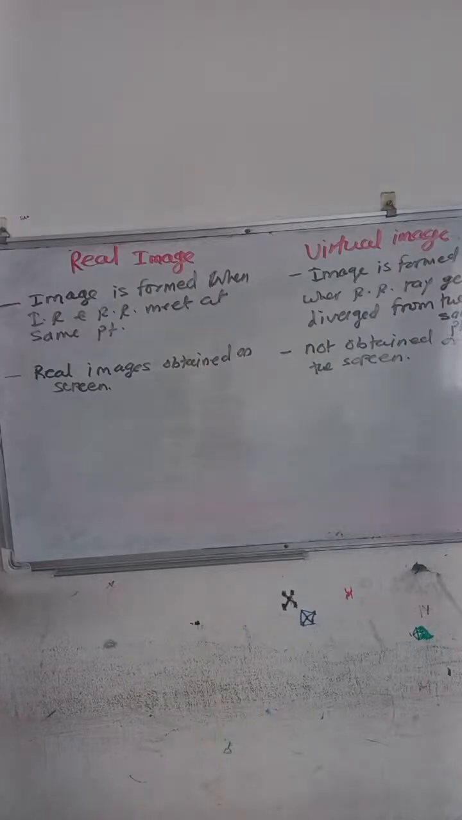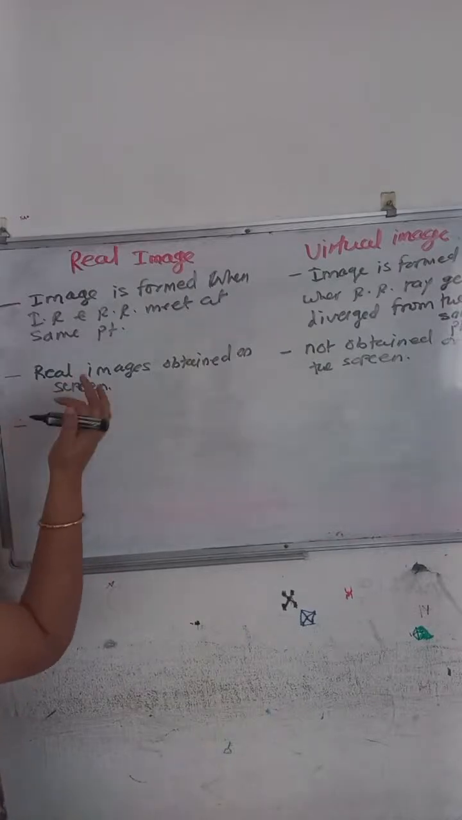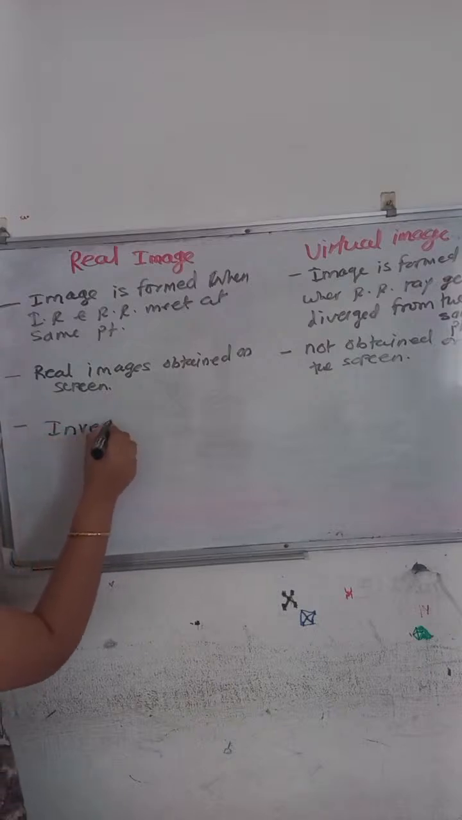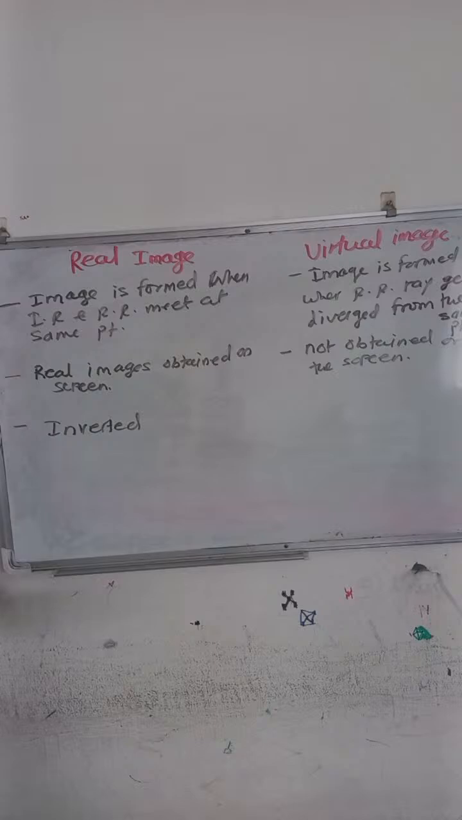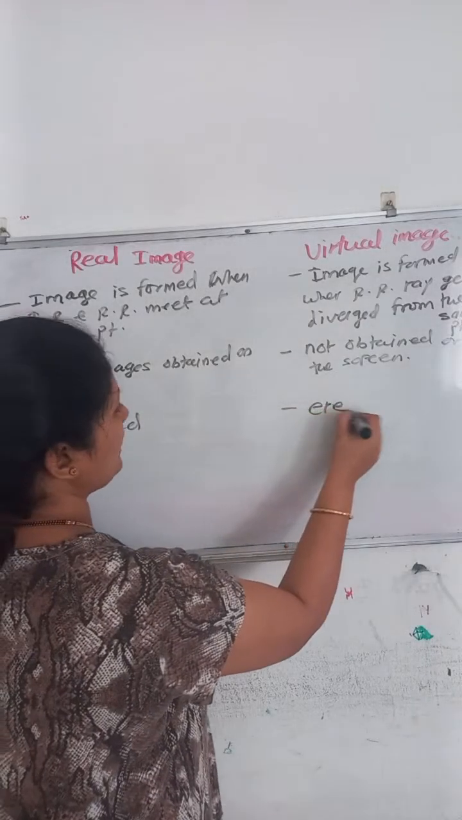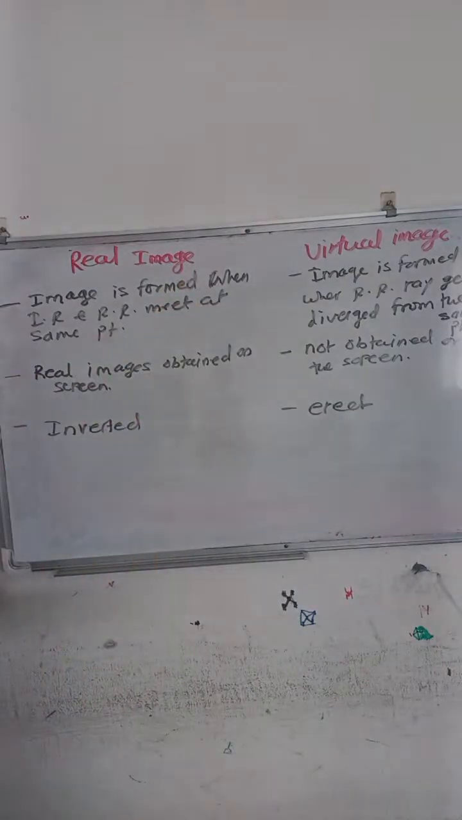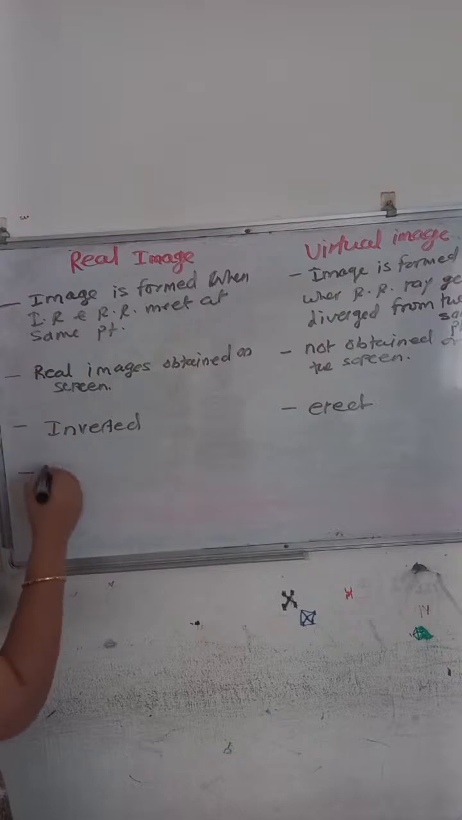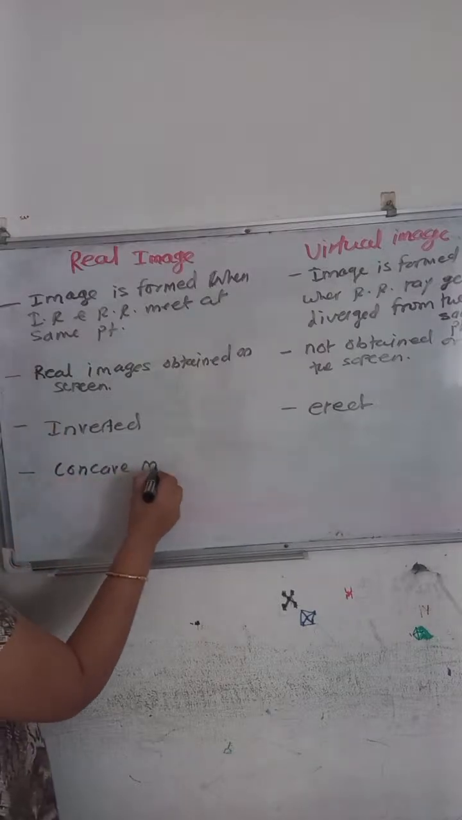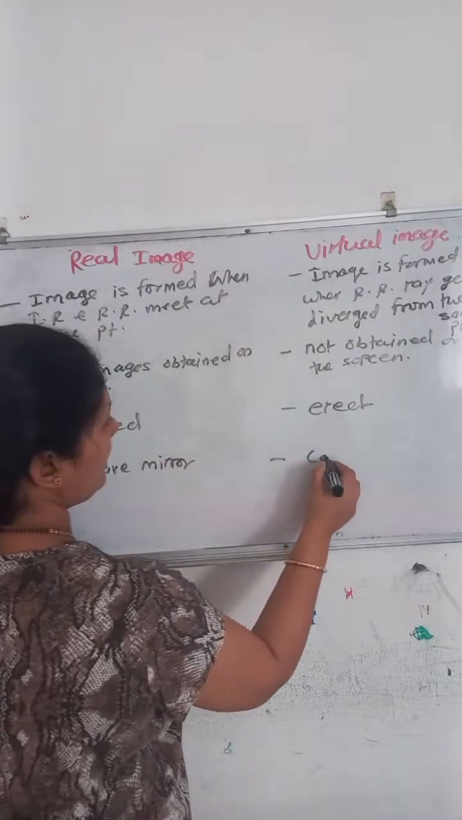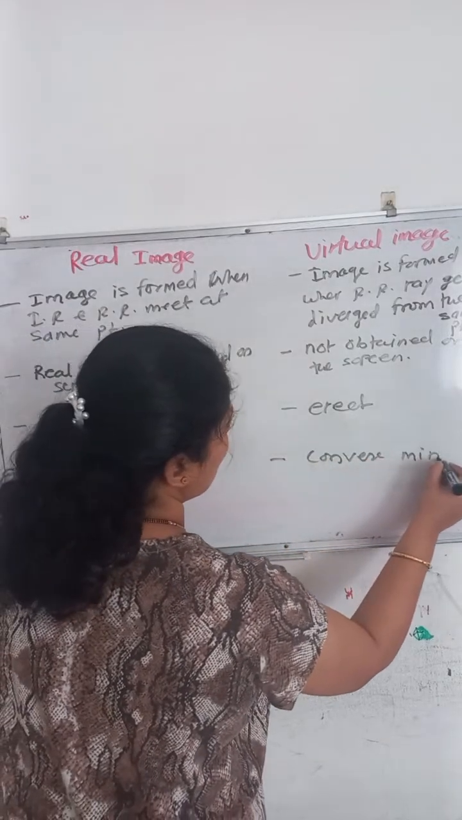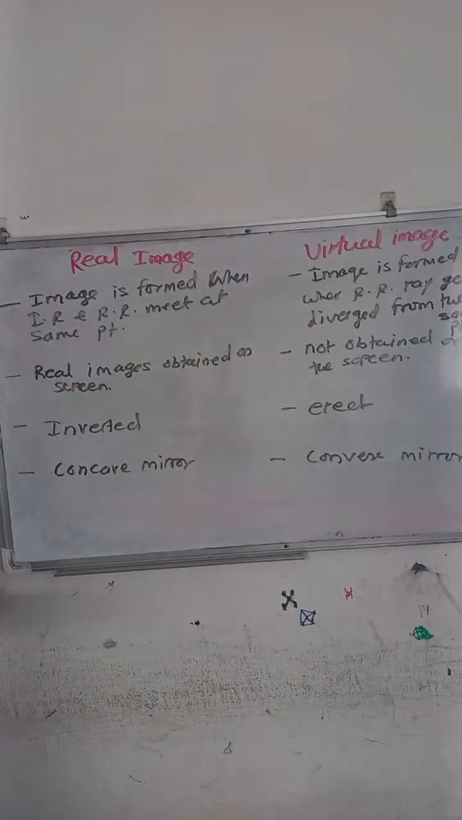Now here, the type of image: real images are always inverted, and virtual images are always erect, because the image is forming beyond the mirror, and that should be erect only. Then real images are formed by concave mirror, and these are formed by convex mirror. Later in class 10 you will come to know that real images are formed by concave mirror, and in one case only we will get the virtual image by using concave mirror.